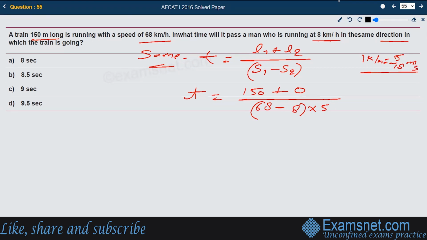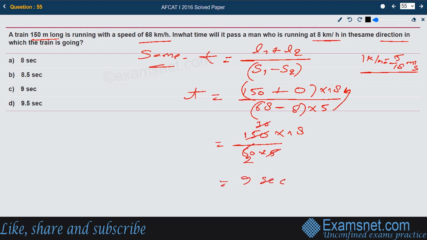So 68 minus 8 into 5, and let us send the 18 up. That's how it will be divided by 5 by 18, multiplied by 5 by 18. So if we solve this further, this is 150 divided by 60 into 5, and the 18 is on the top. So if you cut the numbers, 5 times 30 is 150, 30 is 2. So it is coming out to be 9 seconds. The time value is 9 seconds. So that is the right answer, option number C.